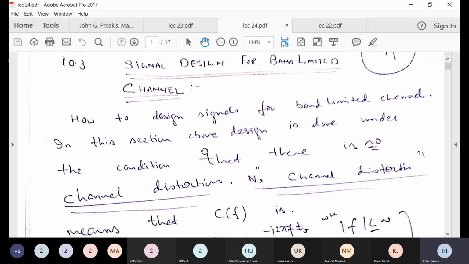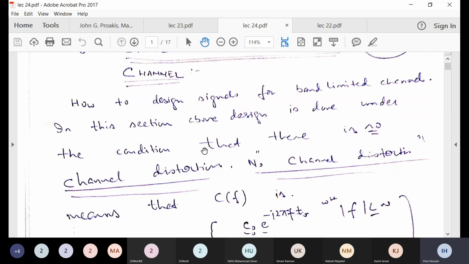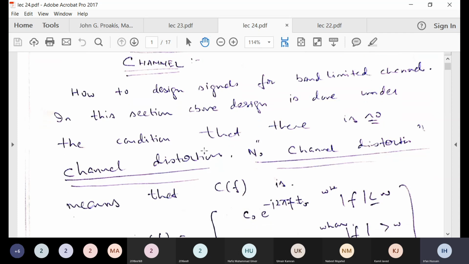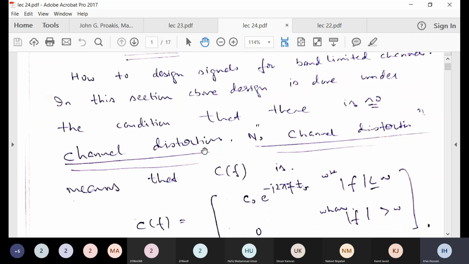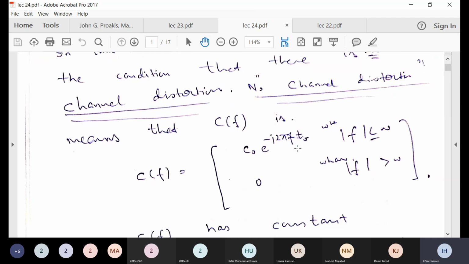So let us go to 10.3, the last section of this chapter, signal design for band limited channels. Now we want to design the signals for these LTI band limited channels, and how can this be done? First we assume that there is no channel distortion. What this means is that our channel coefficient is given as follows. It only exists till W, it has constant magnitude, and you can see the phase is conjugate symmetric, right?